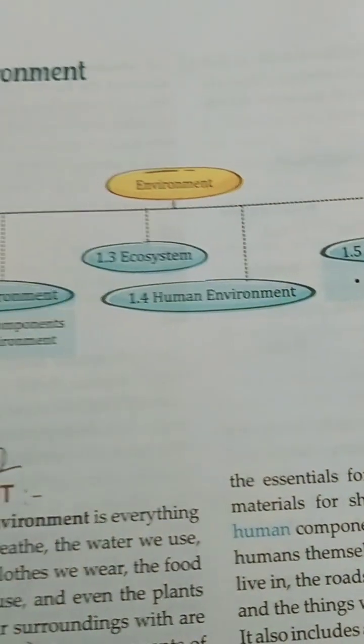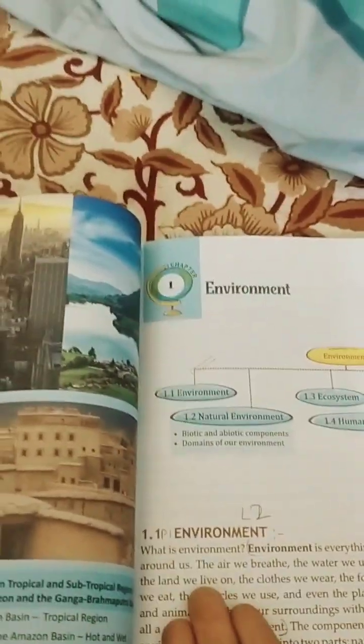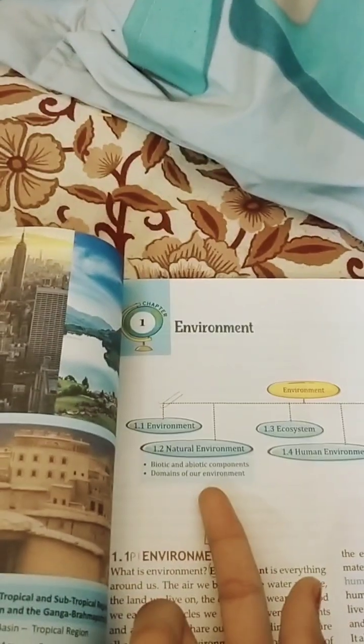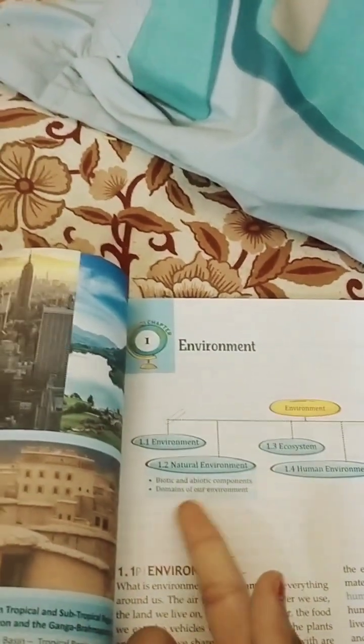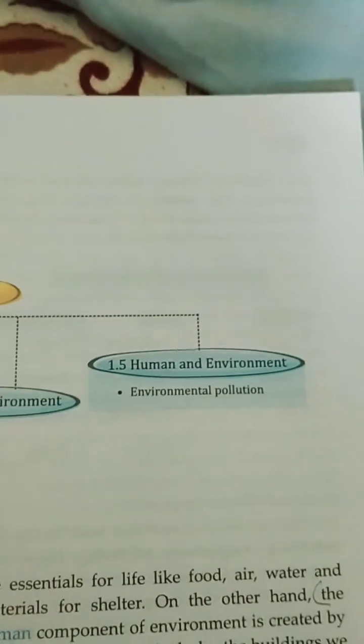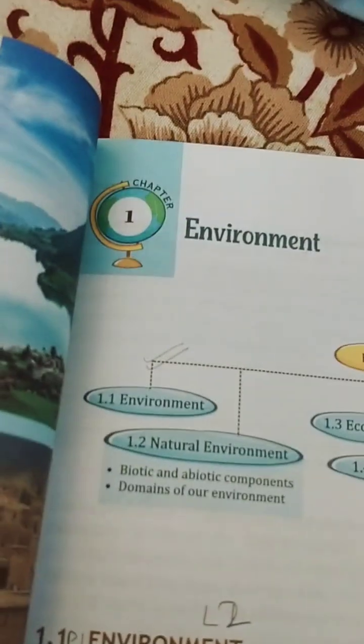First of all, 1.1 environment. Obviously, in the environment chapter, what is environment is the main question. Learn this, this is the introduction. Natural environment, abiotic domains of environment, ecosystem, human environment, human and environment, environmental pollution. So let's start with our topic, environment.